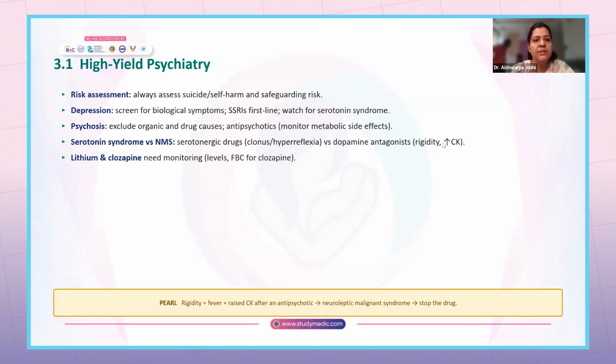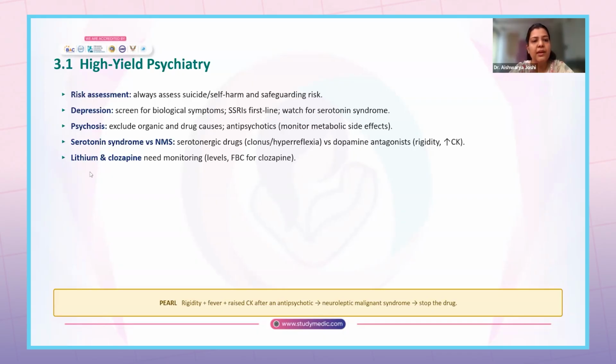Serotonin syndrome versus neuroleptic malignant syndrome. Serotonergic drugs lead to clonus and hyperreflexia, and dopamine antagonists lead to rigidity with raised creatine kinase. So you have to remember differentiation of serotonin syndrome from neuroleptic malignant syndrome.